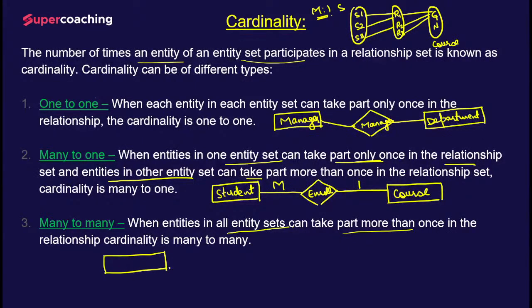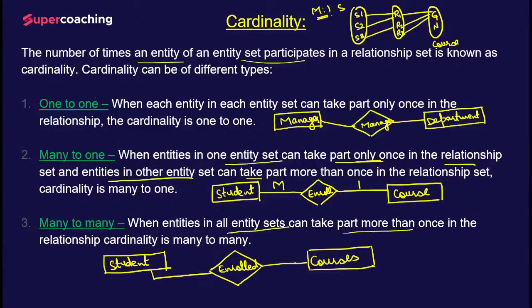So I'm taking here the example like student, enrolled, and courses. So many students are enrolled in many courses. This is nothing but the representation of many to many cardinality. Correct? Is the difference clear between the degree and cardinality?